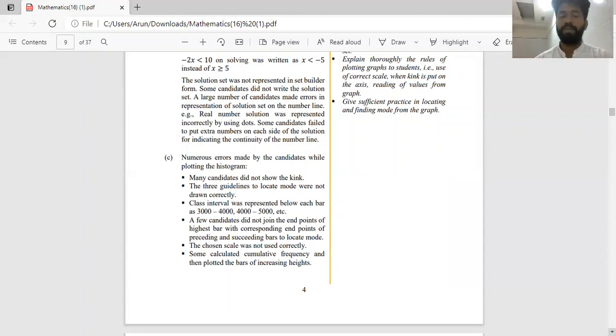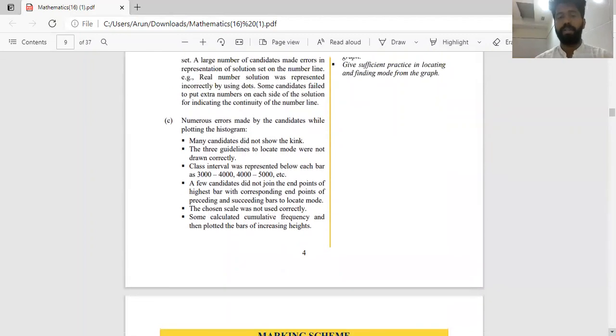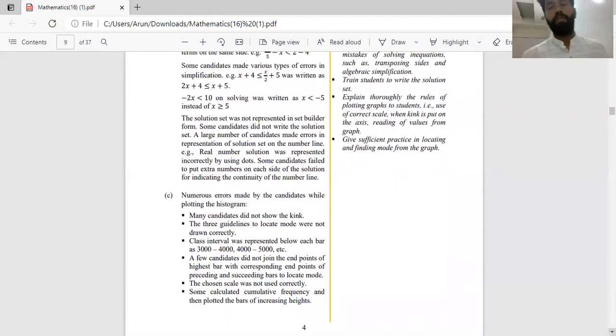The chosen scale was not used correctly. And many a times the students also forget to write the scale. And some calculated cumulative frequency, which is not to be calculated when it comes to a histogram. That is something that you do for an ogive.